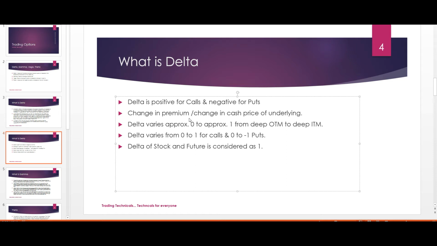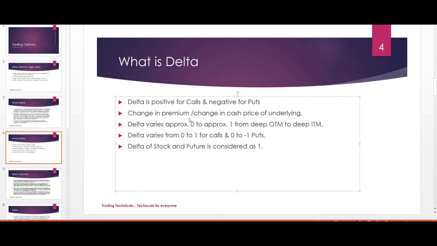So always remember, when you see puts, don't get confused that it's a negative delta. Nothing is going to happen, it's the same thing. Only when you're looking at calls, it should be positive, and when it is for puts, it should be negative. Delta is the change in premium with respect to the change in price of the underlying. It's just the definition again repeated here, so you can ignore it. Delta varies from approximately 0 to approximately 1. This is a standard thing which is always there.